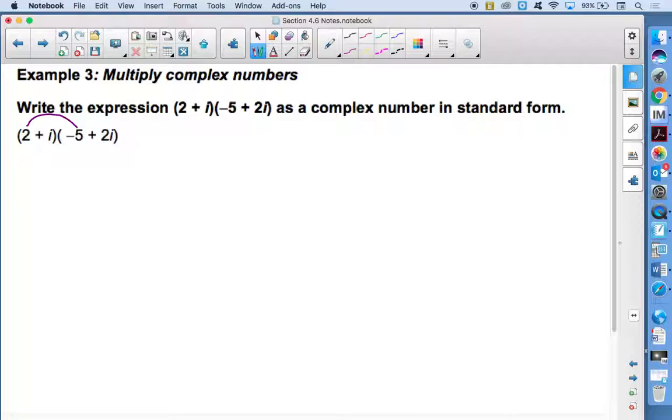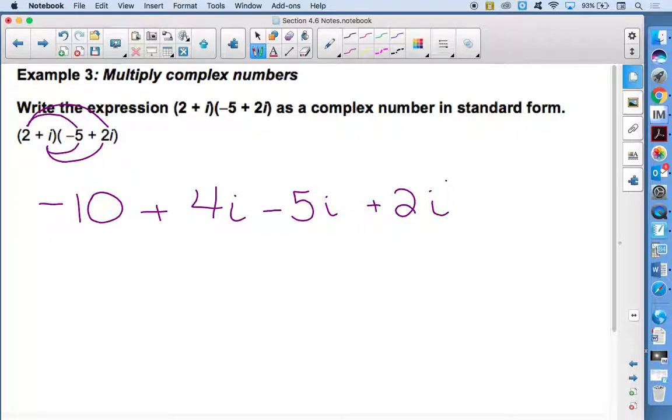So the first two terms, Grant, 2 times negative 5 is? Negative 10. So we're FOILing it just like you would FOIL binomials with x. And then Grant, 2 times 2i would be? 4i. The middle terms, i and negative 5. Negative 5i. And then your last terms, we have i and 2i. Plus 2i squared. So if it was x times x, we'd make it x squared. So now it's i times i, so you're making it i squared. So that would be the FOILing part.